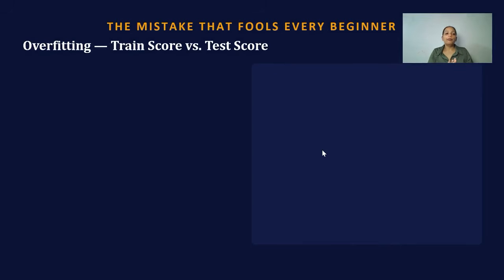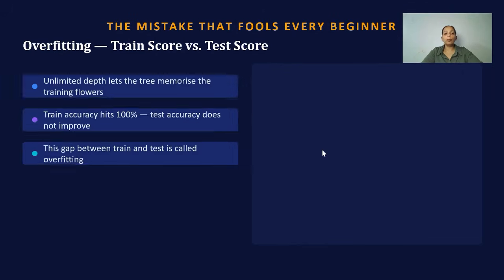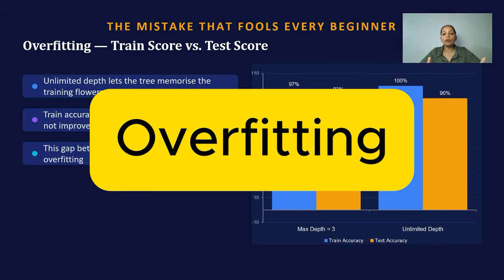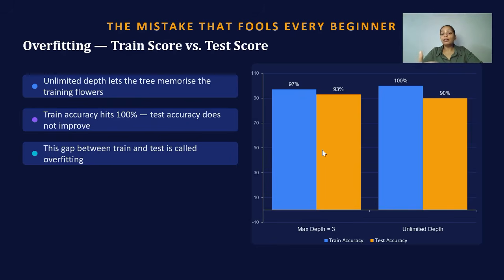Before we wrap up, one warning. Watch what happens if I let the tree ask unlimited questions instead of stopping at 3. Training accuracy shoots up, often to 100%, but test accuracy does not improve and can even get worse. This is called overfitting. The model didn't learn the pattern. It memorized the training flowers, including their quirks and noise. It looks perfect on data it has already seen and shakier on new data.